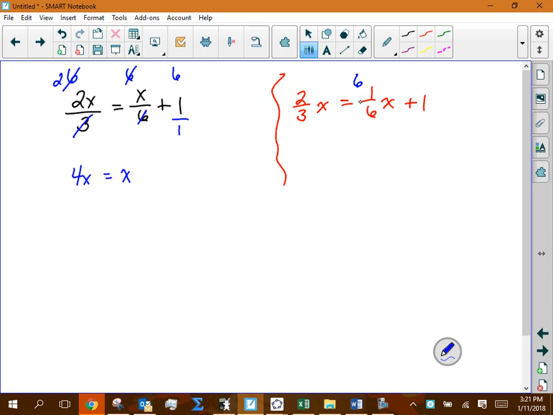6 times 1/6 gives me one whole thing. And then plus this, 6 times the 1 gives me 6. So now I'll subtract x from both sides, get 3x is equal to 6. X then ends up being 2.